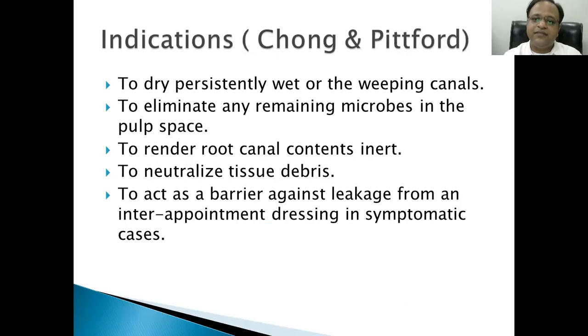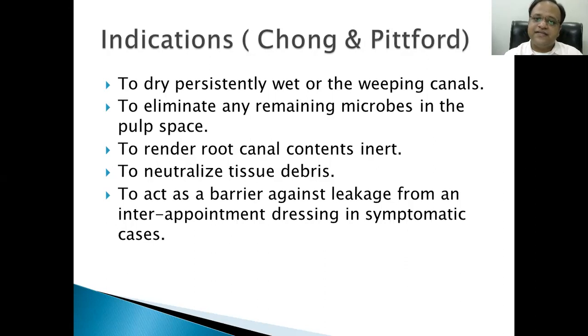Some indications were given by Chong and Pitt Ford. So let's quickly revise what all indications are there for intracanal medicament, or when we actually use them. They are commonly used for persistently wet canals, so that they can be dried up, or what we commonly call the weeping canals, to eliminate any remaining microbes in the pulp space, to render root canal contents inert. That means they should be converted inactive if at all they are present, to neutralize tissue debris, and to act as a barrier against leakage for an intra-appointment dressing in symptomatic cases.